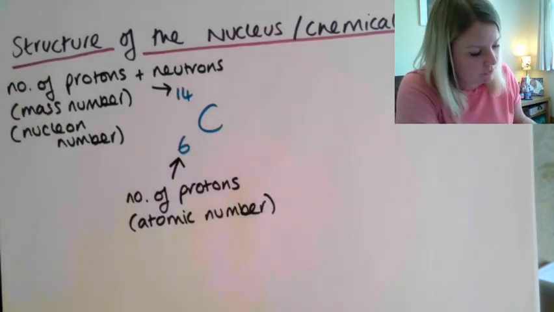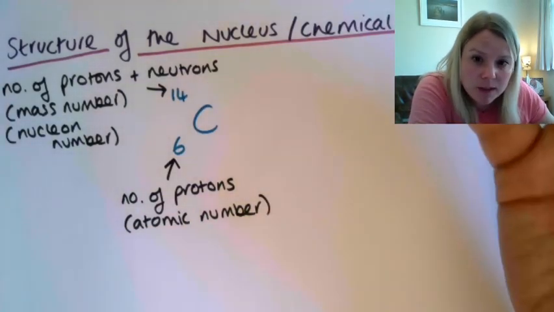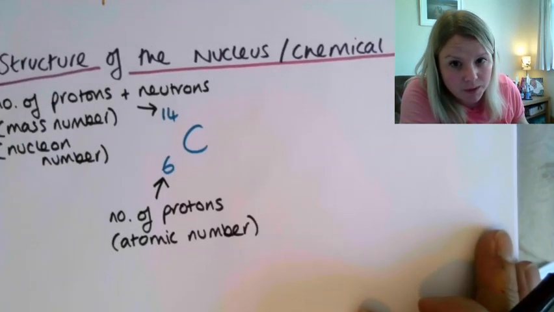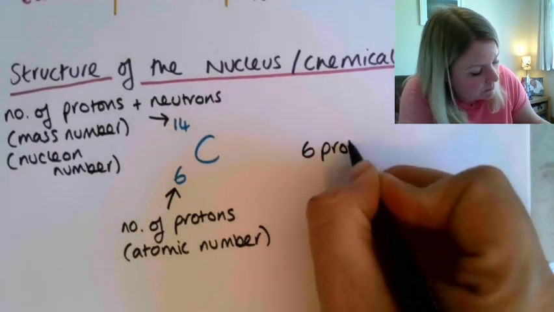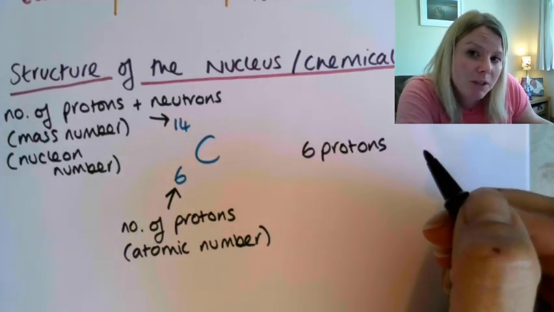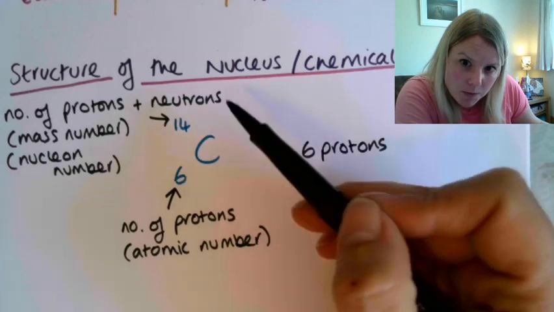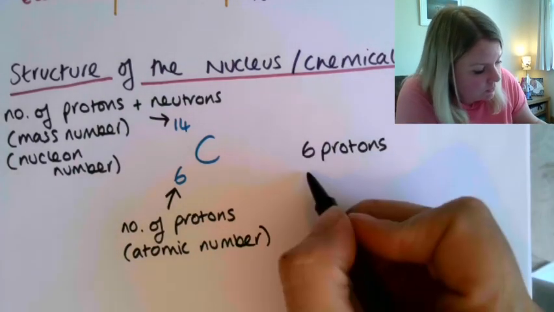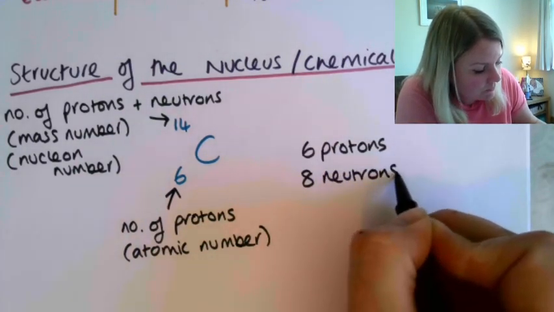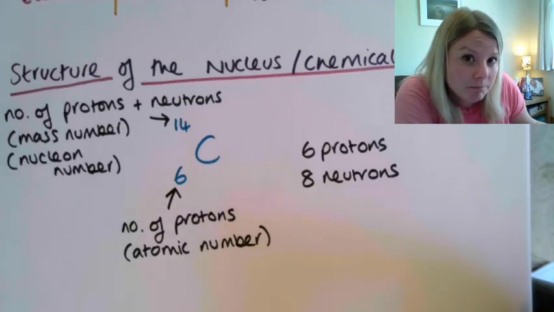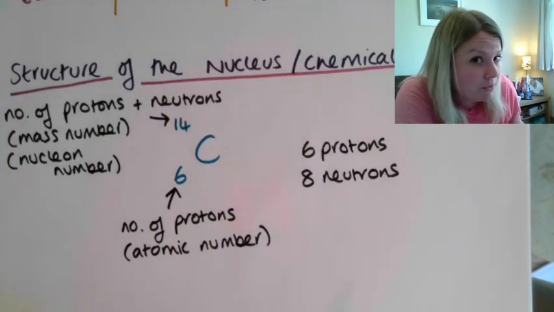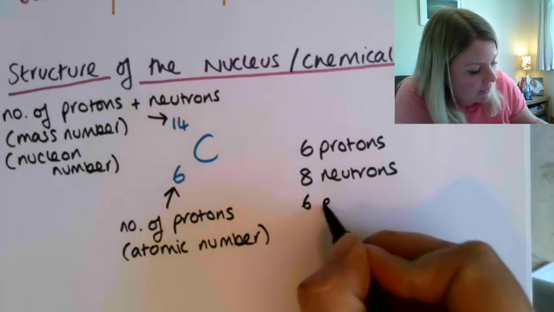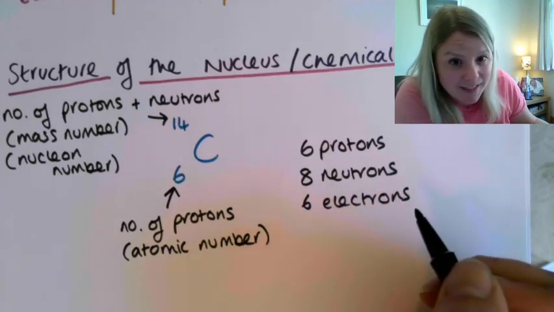Now, from these two numbers, we are able to tell quite a lot of information about the atom itself, okay? So the first thing that we can tell is that it has 6 protons. We can also tell how many neutrons it has. So I'm sure you can do the maths just as well as I can. If there's 14, that is protons plus neutrons, and there's 6 protons, there must be 8 neutrons. Now, if it's a neutral atom, as in neutrally charged, we also know how many electrons there are. There must be the same number of protons as electrons. So there would be 6 electrons in this atom.